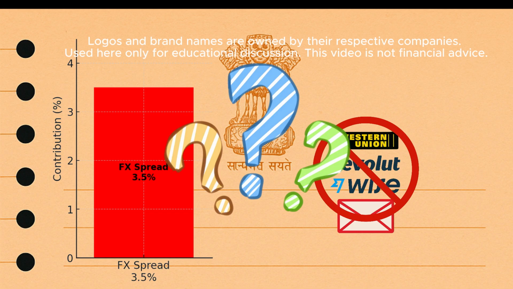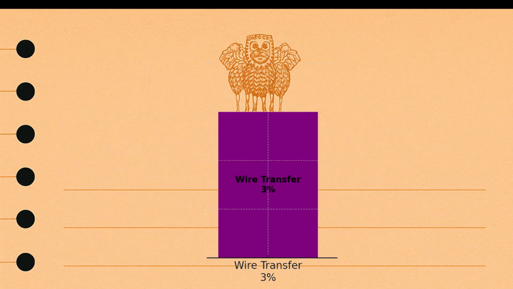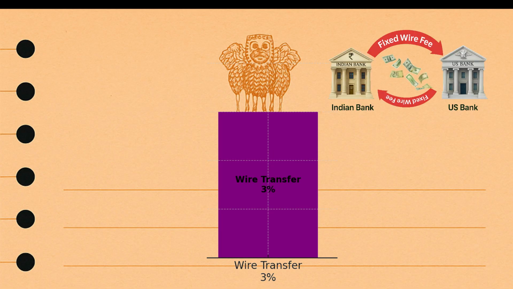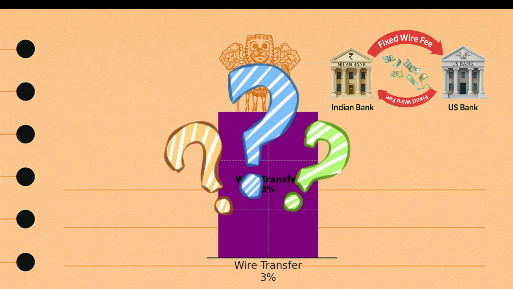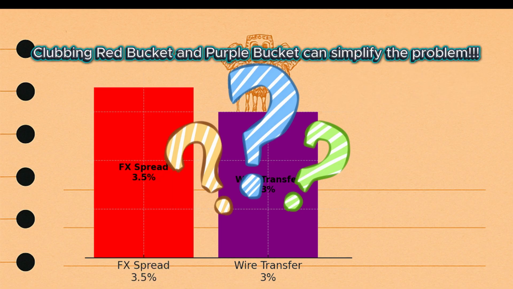Or is there? The purple bucket represents flat wire transfer charges. This fee is unavoidable when you send money directly from your Indian bank to your US discount broker's pool account. And of course, vice versa. So the question is, is there a way to move money? The answer lies in clubbing both the problems together. That is interesting, isn't it? Usually compound problems make the problem bigger. But in this scenario, you will notice that it actually simplifies things.